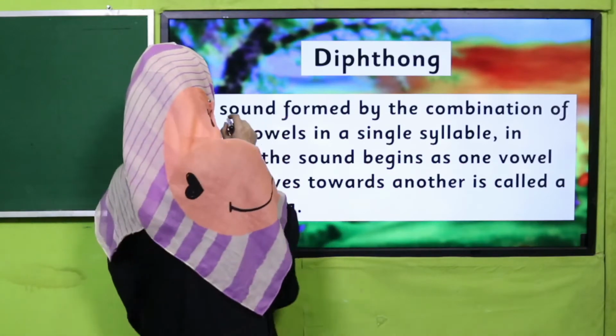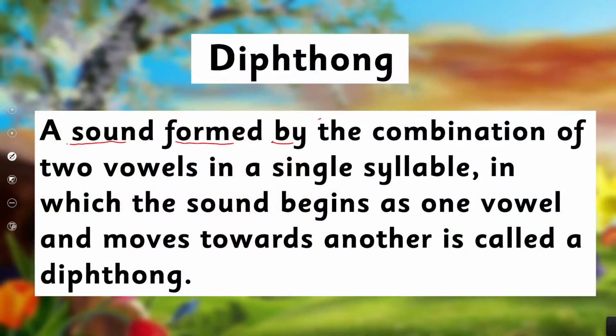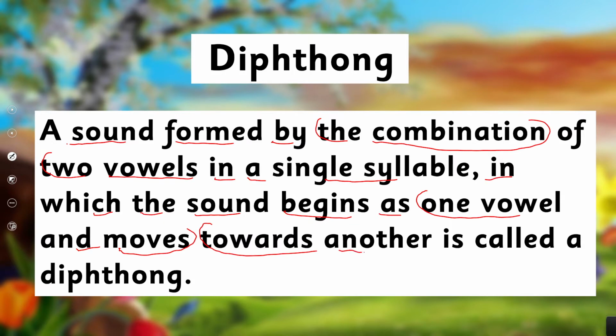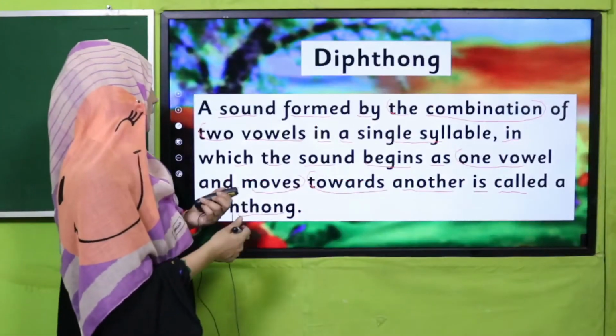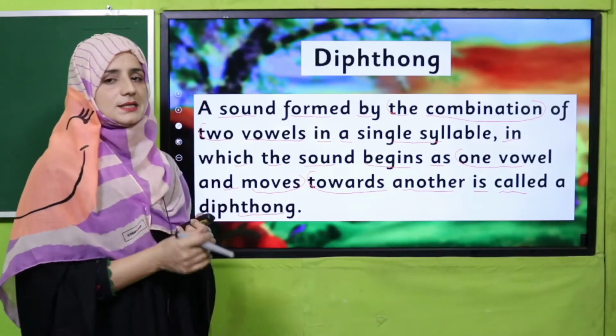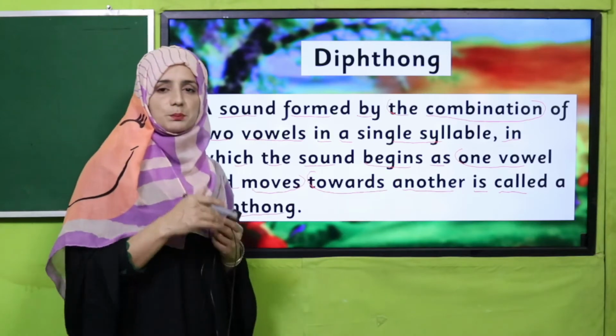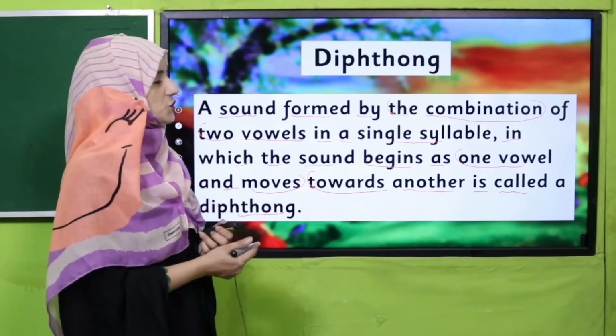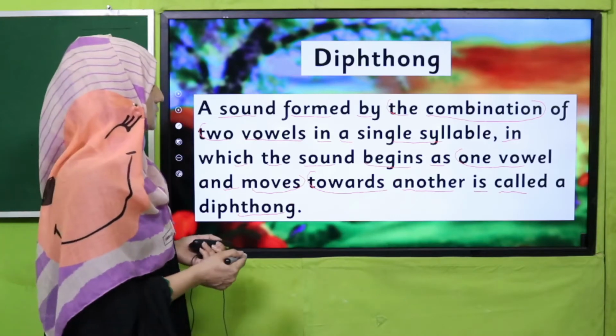What are diphthongs? A sound formed by the combination of two vowels in a single syllable in which the sound begins as one vowel and moves towards another is called a diphthong. When the combination of two vowels in a single syllable and the sound is merged into the next vowel, such type of words are called diphthongs.